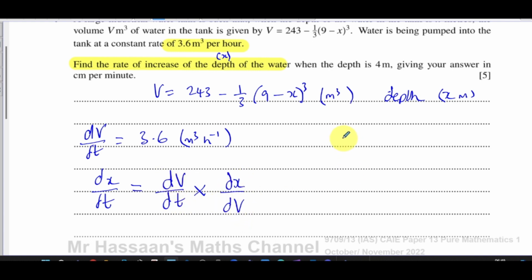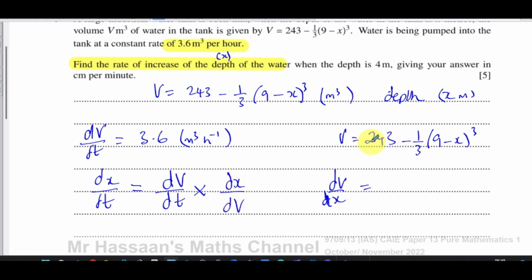So I know v is equal to 243 minus 1/3 times (9 minus x) all cubed. So I can find dv/dx. I can differentiate this with respect to x quite easily. But I want to then write dx/dv, which will be the reciprocal of this.